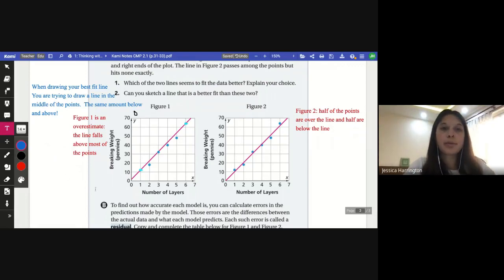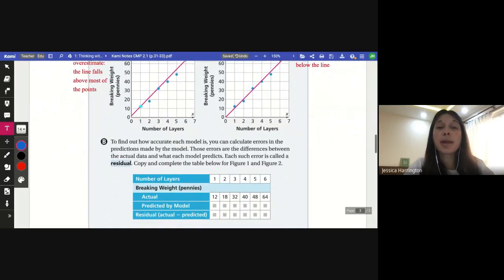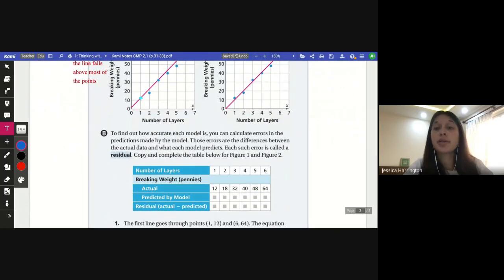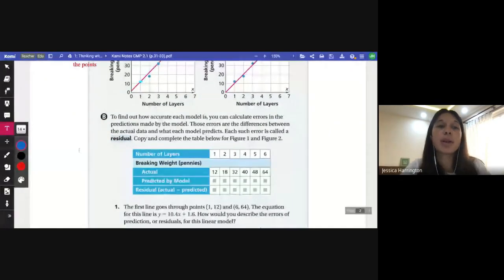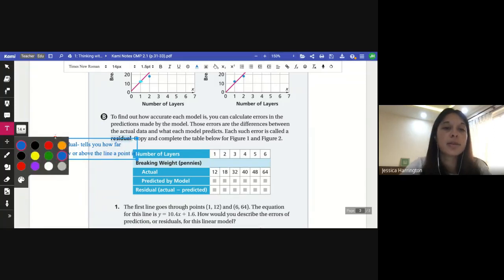All right, I'm going to scroll down. B says, so there's a mathematical way to find out how accurate your line is. You calculate this thing called the residual. The residual just tells you how far above or below the line you are. So if I come over here, I write the residual tells you how far below or above the line a point is. I'm going to go over that.